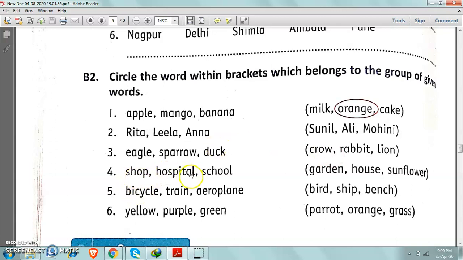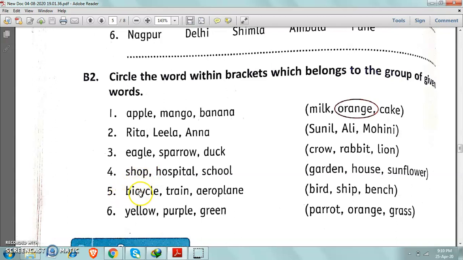Shop, hospital, schools. These are the names of places outside our home. So here you will put a circle on garden because house is not a place outside. Sunflower is also not a place, but garden is a place where we go to play. Here we go to study. Here we go when we are sick. Here we go when we want to buy something.